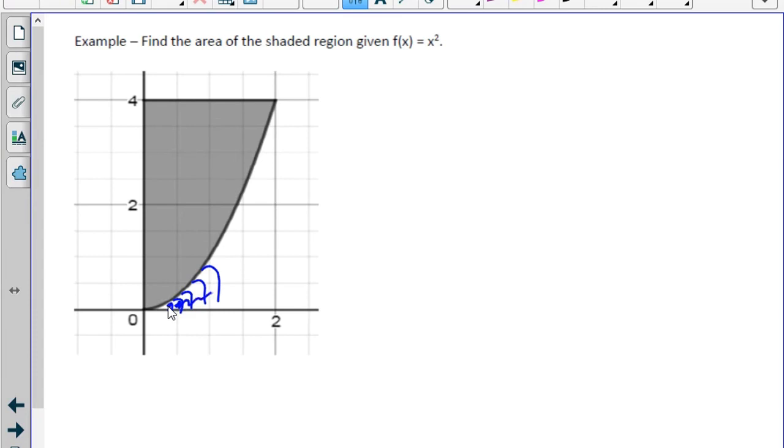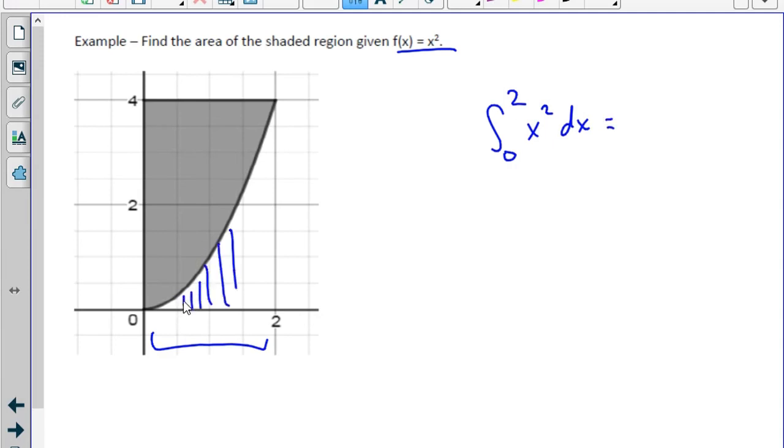So we're finding all of these. We take the limit as this distance goes to 0. So what we're essentially doing is finding the area under the curve. If we want to find the integral from, for example, in this case, 0 to 2, of the function x squared dx, what we're going to be finding is this entire area underneath.